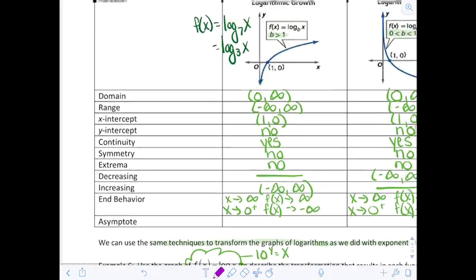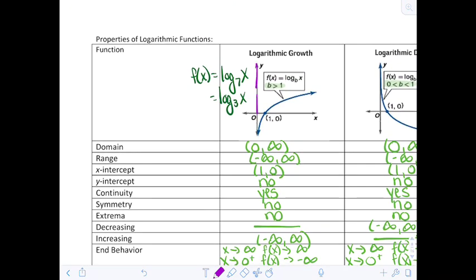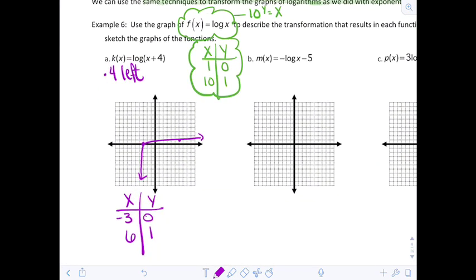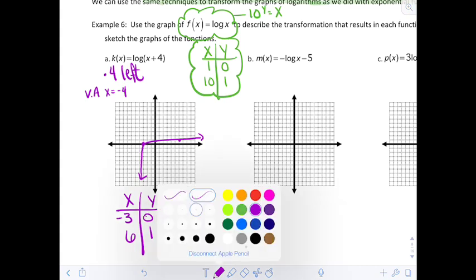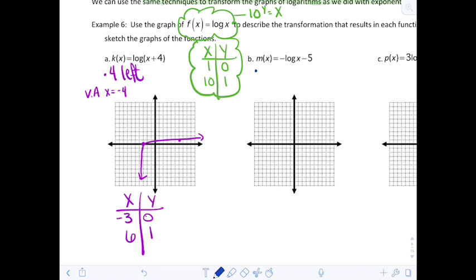So where I used to have with a logarithm a vertical asymptote, if we take a look back at x equals 0, now I have a vertical asymptote at x equaling negative 4 and an intercept of negative 3, 0. All right, let's look at letter B, the negative log of x minus 5. Okay, so the negative log of x minus 5, the negative will reflect over the x-axis. And the negative 5 will move it 5 down.